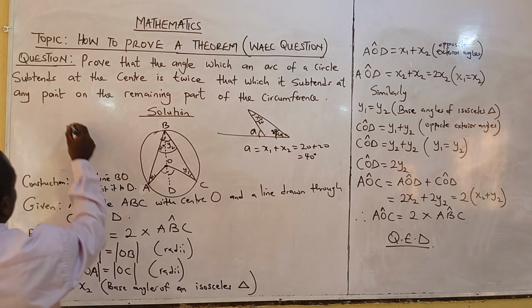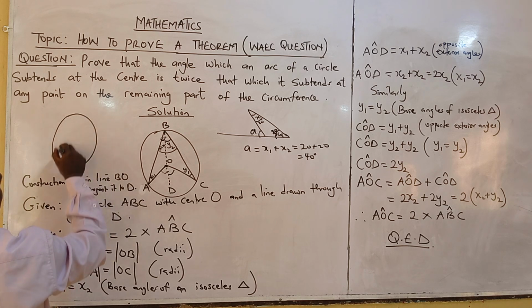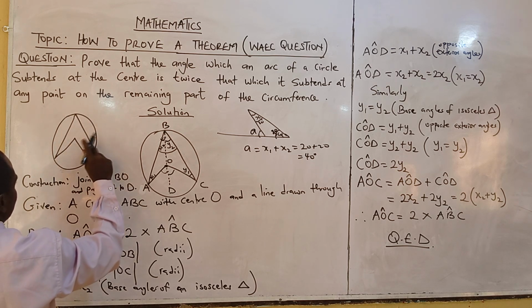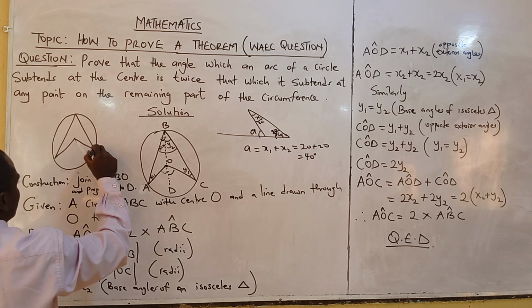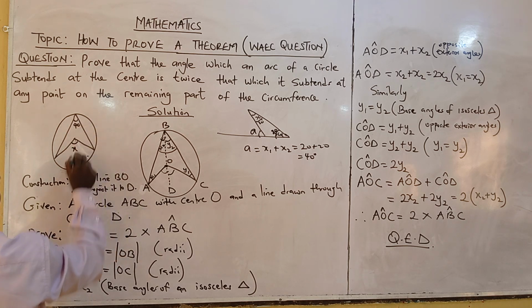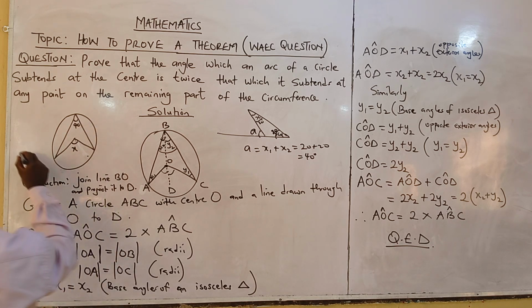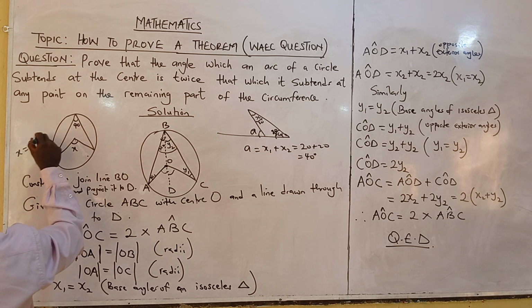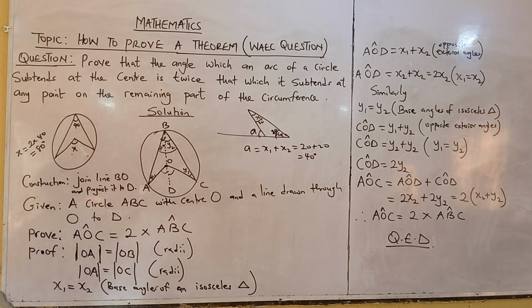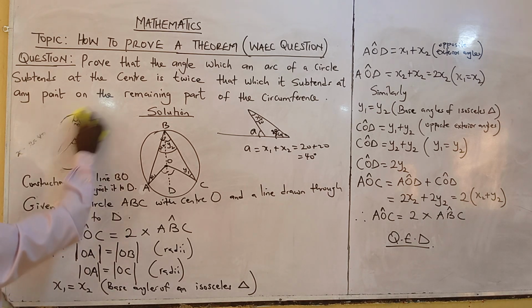Now if you have something like this, you have 40 and they ask you to look for this x, it will be 2 times 40, which is equal to 80 degrees. And if you have 80 here, you divide it by 2 to give you this at the remaining part of the circumference.